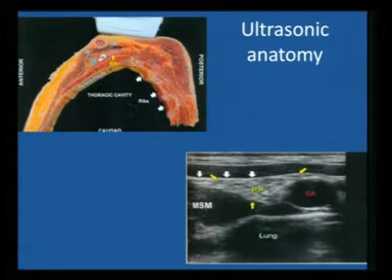This is the cut section anatomy showing the thoracic cavity and the pleura being very close to the brachial plexus. And this is the ultrasonic picture showing the brachial plexus, and you can see the lung as well as the visceral pleura being very close. This visceral pleura can be monitored by the sliding movement during respiration.